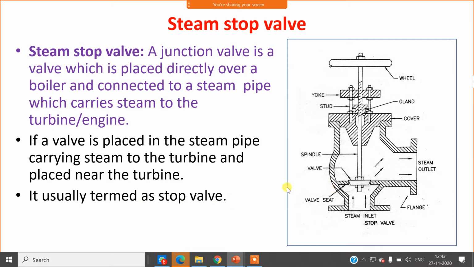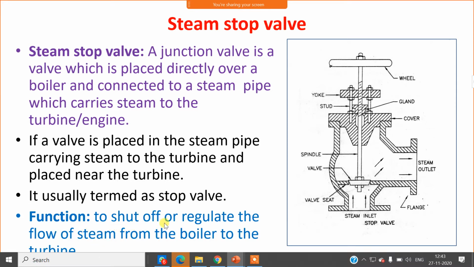Why is it called a stop valve? Normally during operating condition, when the power plant is working, this valve is opened, but when we need to stop the working, this valve is operated for stopping the supply of steam to the turbine so that the plant can be stopped. Therefore this valve is called a steam stop valve.